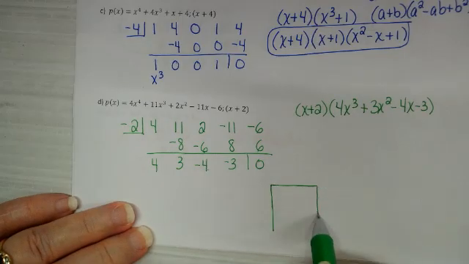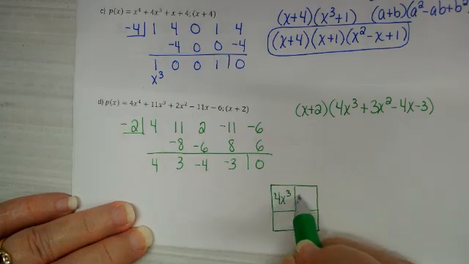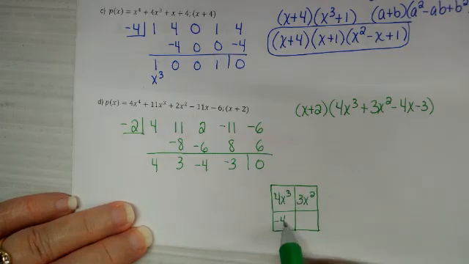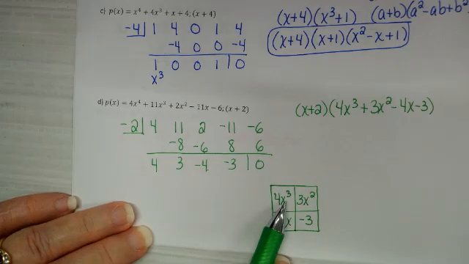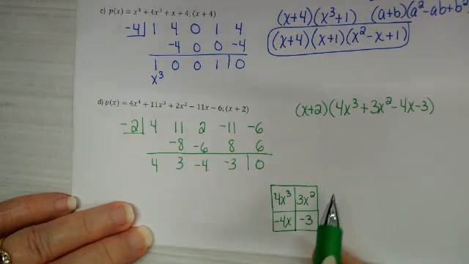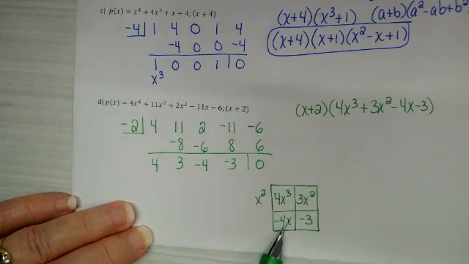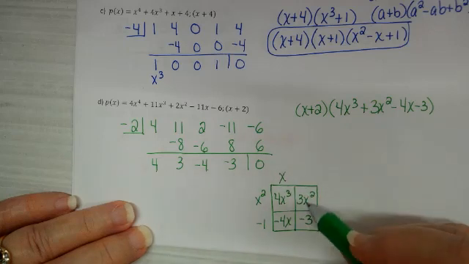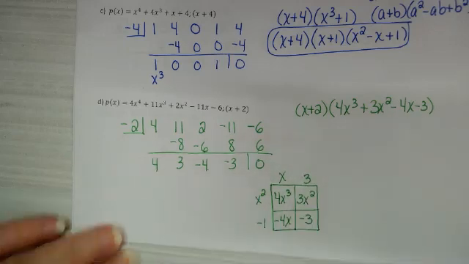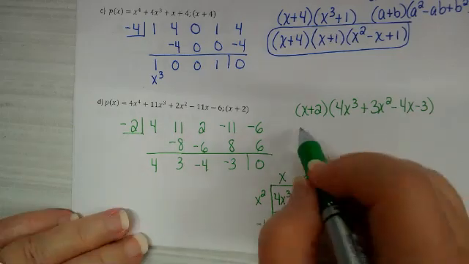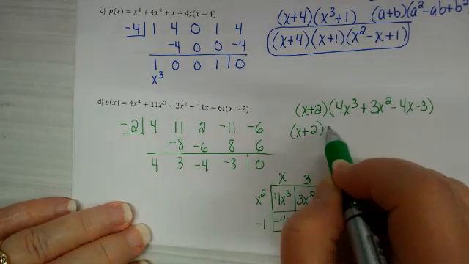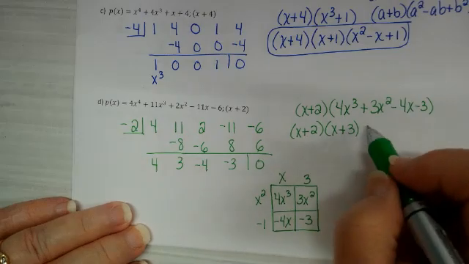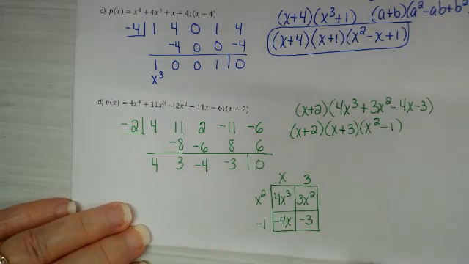We're going to come down here and see what we get. I've got 4x to the third, 3x squared, negative 4x minus 3. So horizontally, what do they have in common? X squared. What do these two have in common? Negative 1. What do these two have in common? X. And these two would have a 3. So it looks like I've got x plus 2, x plus 3, and then x squared minus 1.